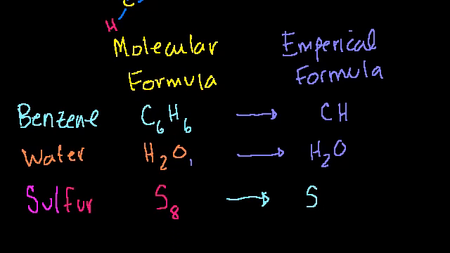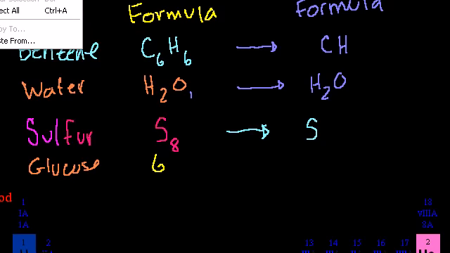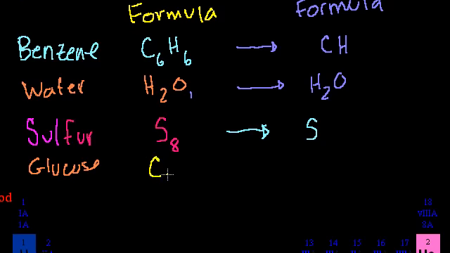So let's just do one more. Glucose. Let me pick a new color. Glucose. The molecular formula is C6H12O6. So for every carbon, there are, how many? For every 6 carbons, there are 12 hydrogens and 6 oxygens.